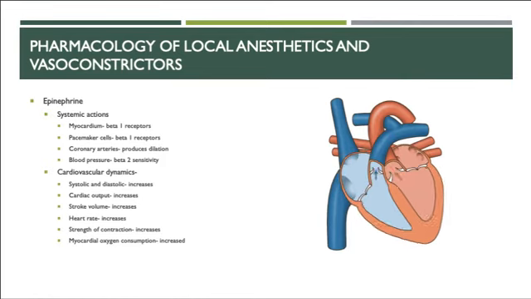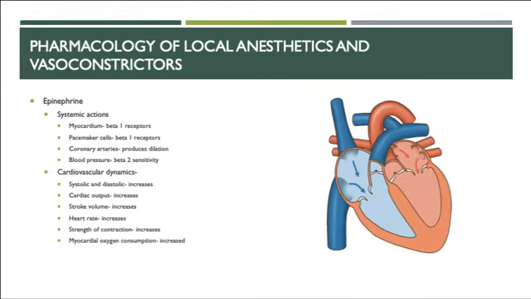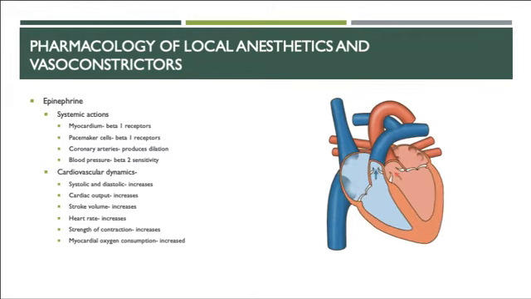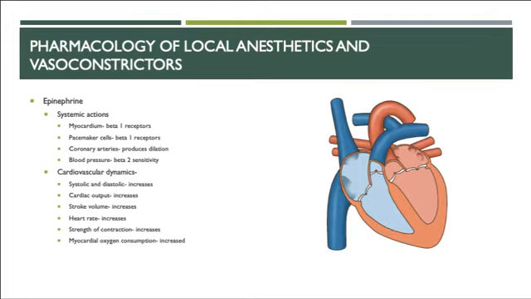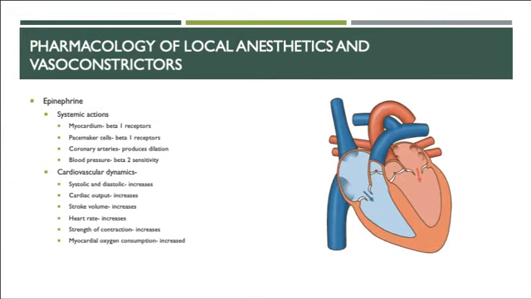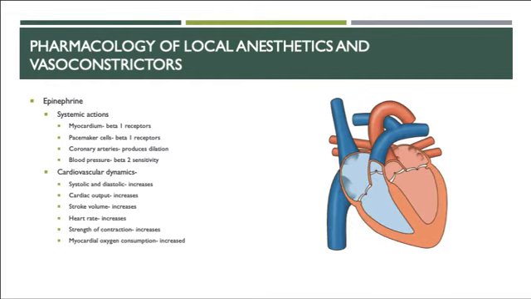Now, the systemic actions of epinephrine in local anesthetics. Epi stimulates beta-1 receptors in the myocardium, which increases cardiac output and heart rate. It also stimulates the beta-1 receptors in the pacemaker cells, which increases dysrhythmias, including ventricular tachycardias and PVCs, or premature ventricular contractions. It also produces dilation of the coronary arteries, which increases coronary artery blood flow. It also affects systolic blood pressure by increasing it. Diastolic blood pressure is decreased at small doses and increases with larger doses due to the beta-2 sensitivity to epinephrine.